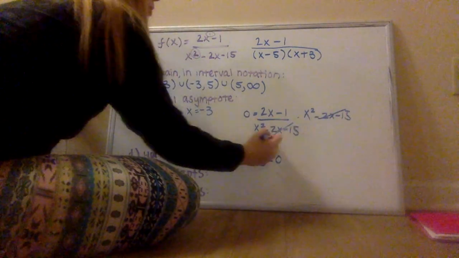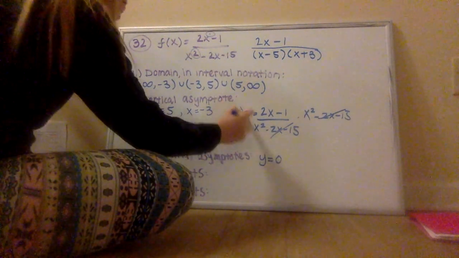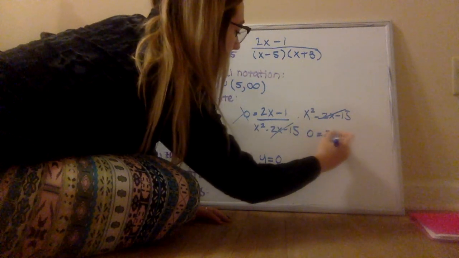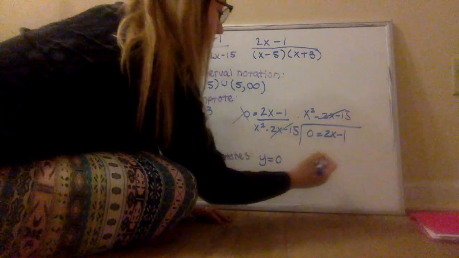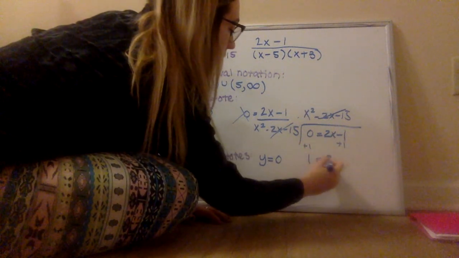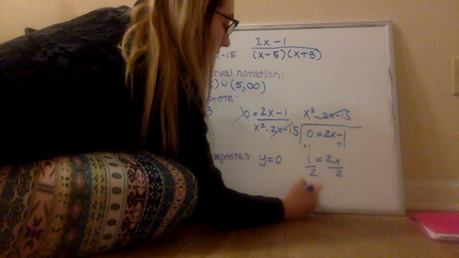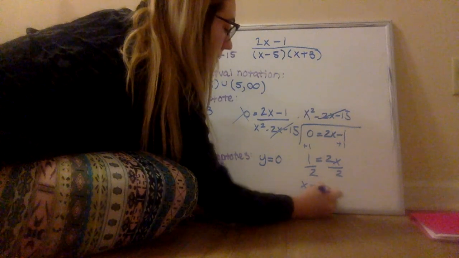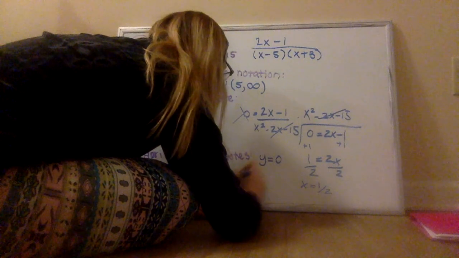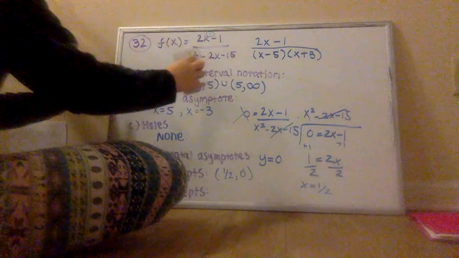Alright, so then that cancels on this side, and when we're multiplying by 0, anything times 0 is just 0. So we're left with 0 is equal to 2x minus 1. Then we're going to add 1 to both sides. 1 is equal to 2x. To get x by itself, we need to divide by 2. So then we have x equal to 1/2. So that gives us an x-intercept at 1/2, 0.